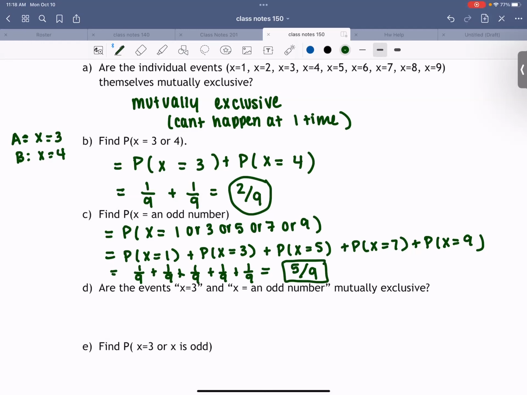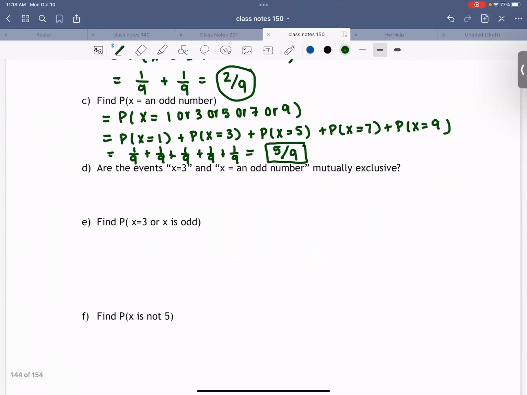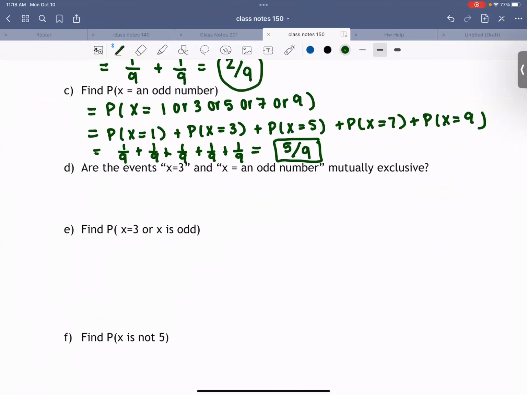Any questions so far? All right. Let's get a little bit more theoretical here. Let's say that we wanted to find the probability that x was 3 or odd. Are the events x equals 3 and x is odd mutually exclusive? Can they happen at the same time?